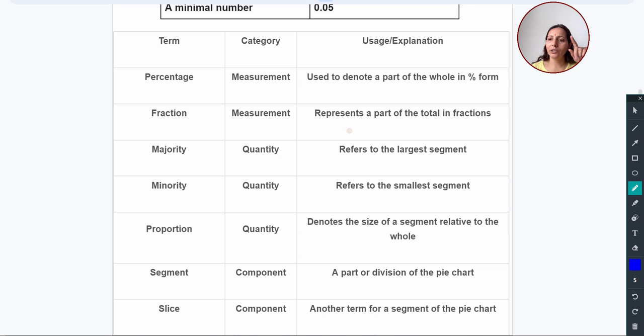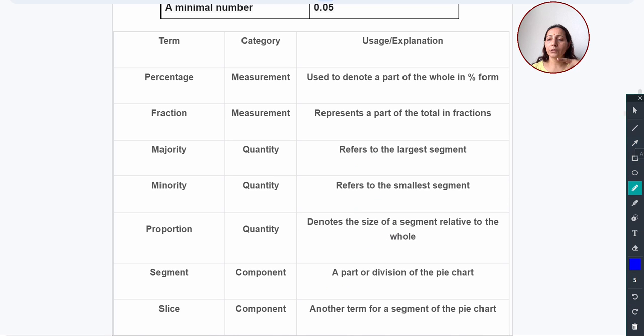Fraction, as I told you: slice, segment, fraction, part of total fractions. Majority, as we have discussed here; minority; smallest segment, largest segment; proportion means percentage. Segment, this is the same. Slice also I have already explained to you.